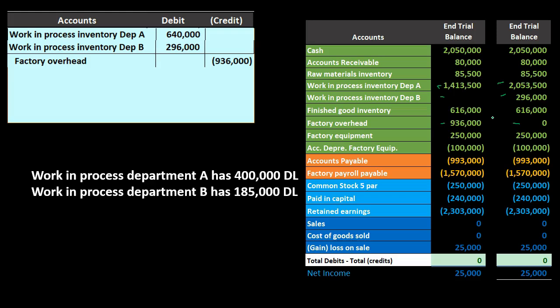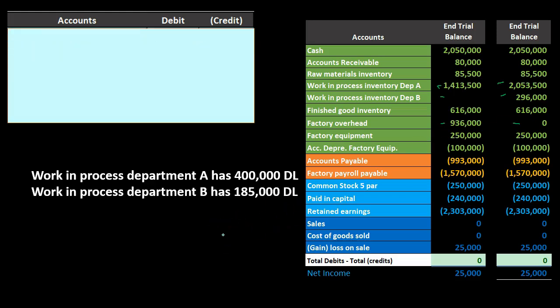Because it's an estimate, it may not always happen that way. We may have an estimated number, and we may not apply this out perfectly at the end of the time period. If it doesn't get applied out perfectly, then we'll have a remaining balance in the factory overhead account that we'll have to account for. We'll have to clear it out in some way, shape, or form.